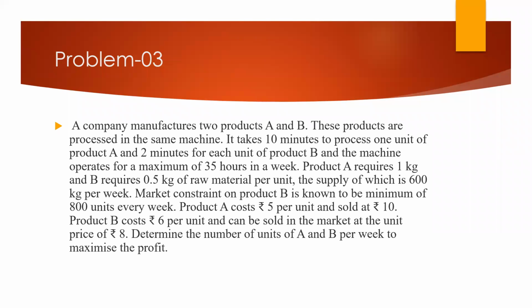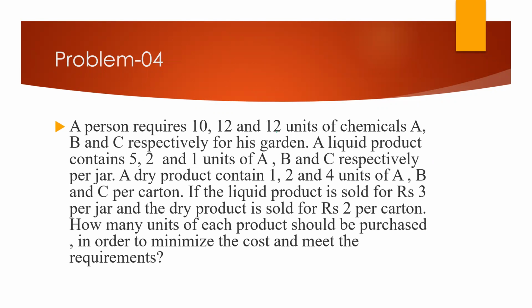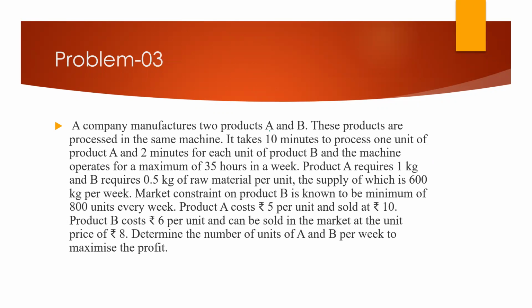Third one: a company manufactures two products, A and B. These products are processed on the same machine. It takes 10 minutes to process one unit of product A and 2 minutes to process one unit of product B, and the machine operates for 35 hours in a week.